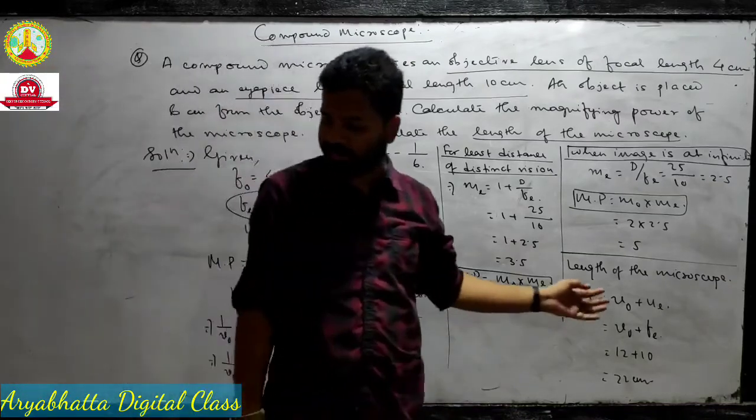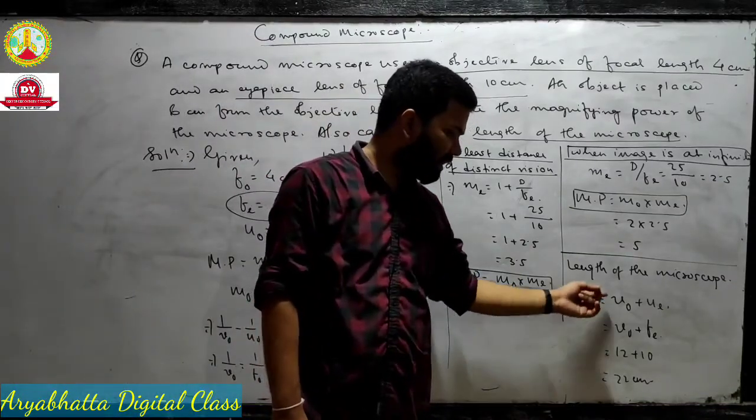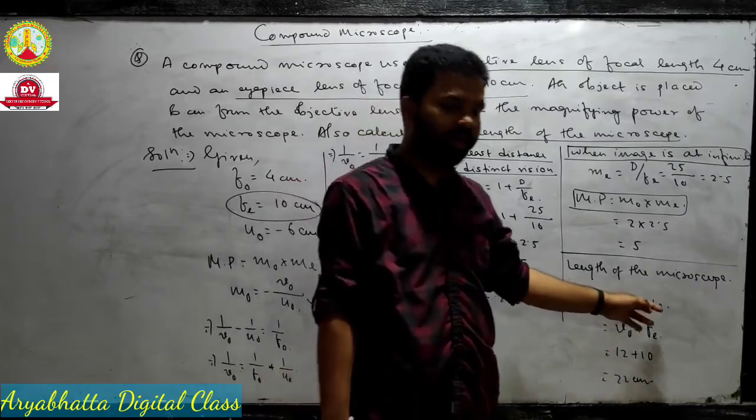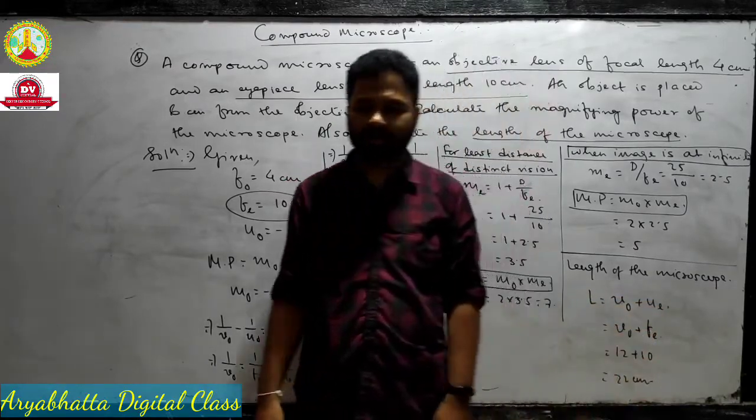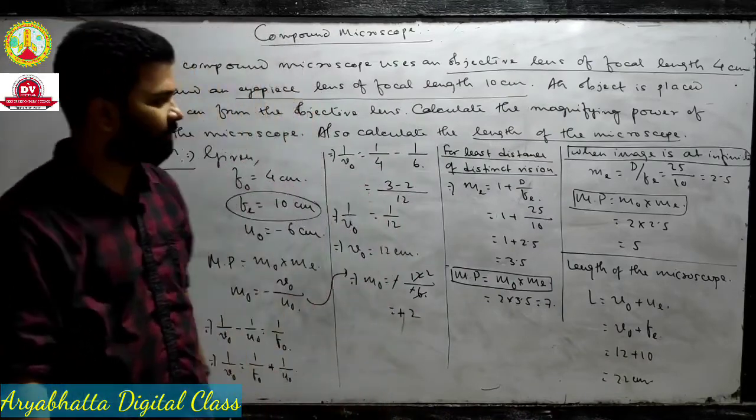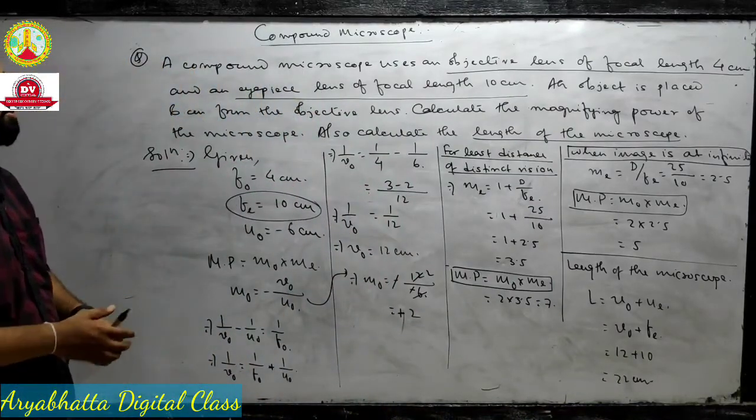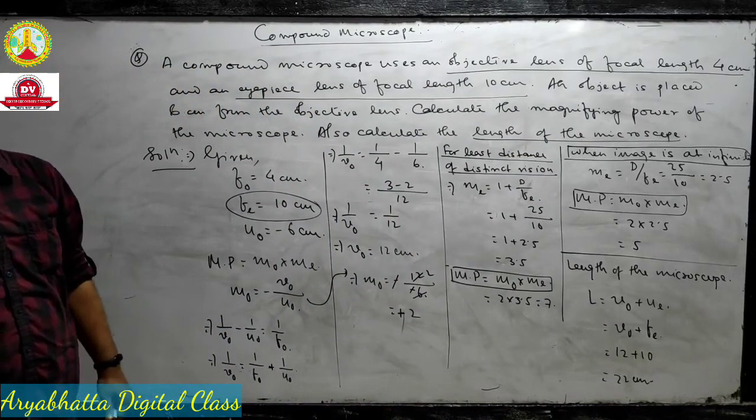And the length of the microscope is very, very simple. That is V0 plus UE. UE is nothing but FE. So 12 plus 10 equal to 22 centimeter. This is the microscope. This type of numerical you will get in your exam.